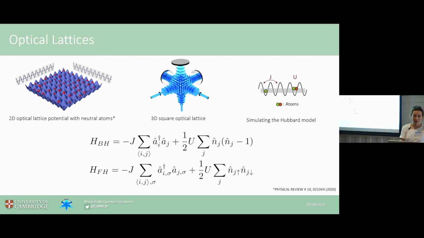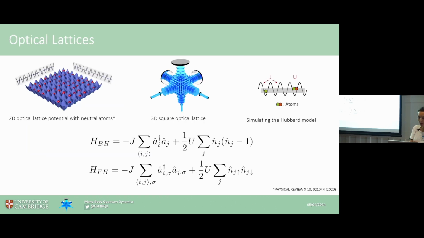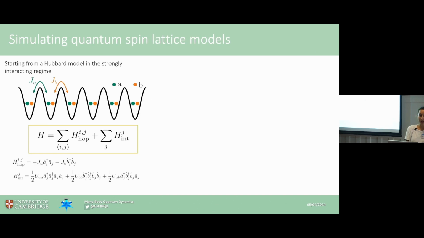Here we have this Hamiltonian for bosons, the Bose-Hubbard model, where we have the sum over nearest neighbors i, j, and then we also have this interaction energy, U. We have a quite similar Hamiltonian when we load the system with fermions, and the interaction term is slightly different because we're now dealing with the Pauli exclusion principle.